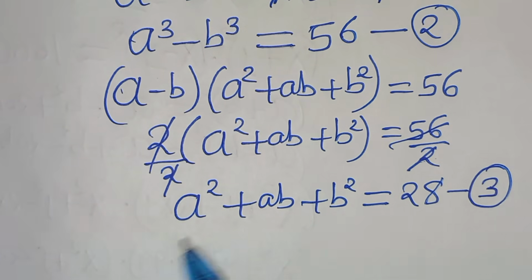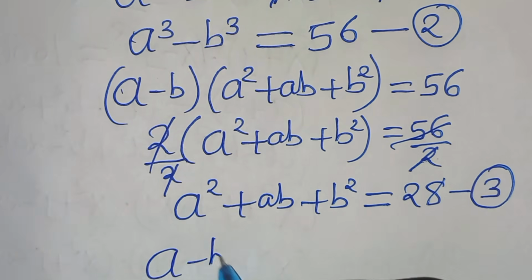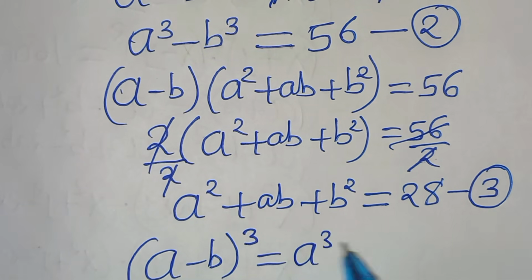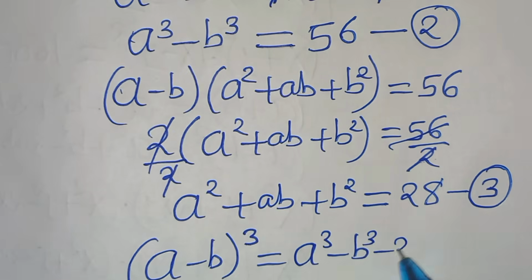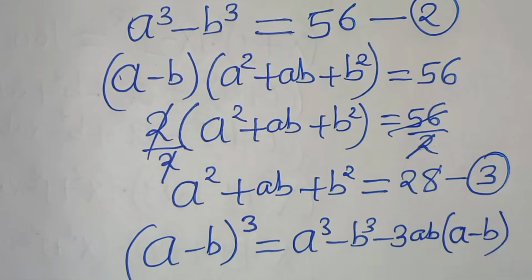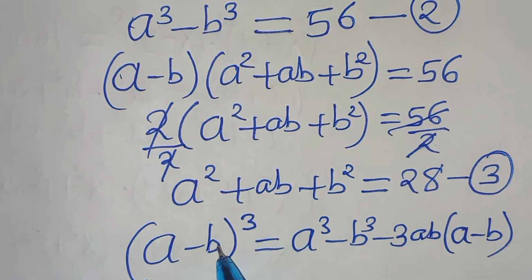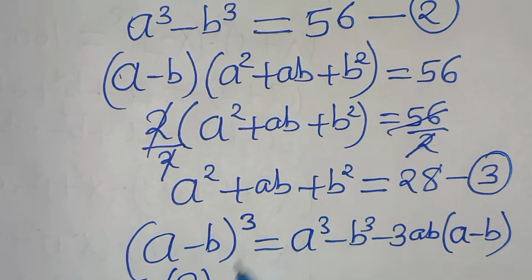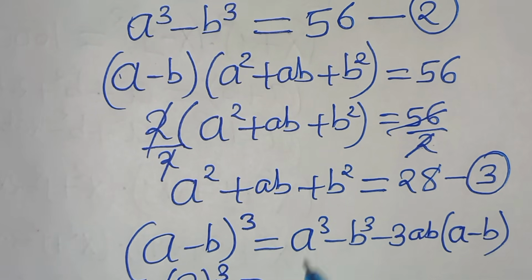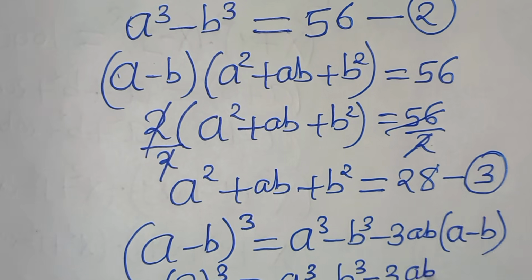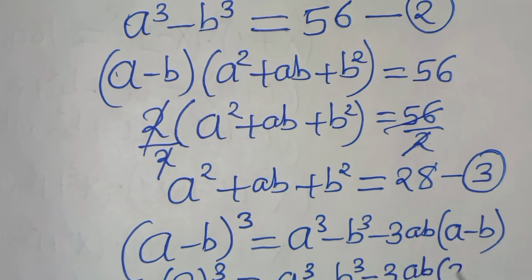Now, the third step is that we have a minus b raised to the power of 3. This is the same thing as a to the power of 3 minus b to the power of 3, subtract 3 times ab into the parentheses, this is a minus b. We have that a minus b, this is equation 1, which is equal to 2. So we substitute 2 raised to the power of 3. This is equal to a to the power of 3 minus b to the power of 3, then subtract 3 multiplied by a times b, then multiplied by 2, which is a minus b.